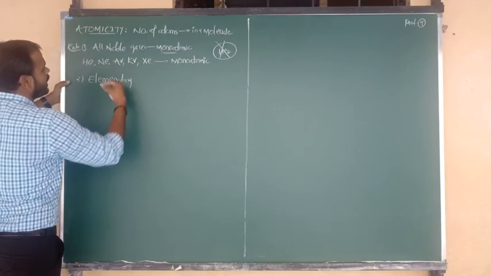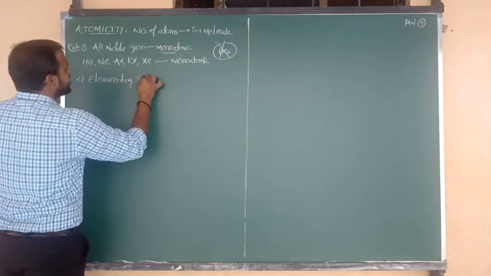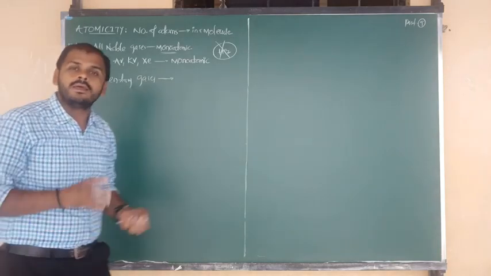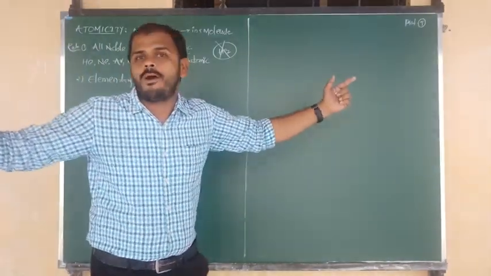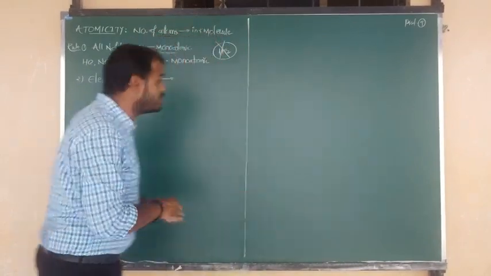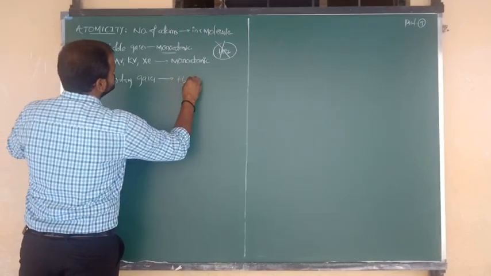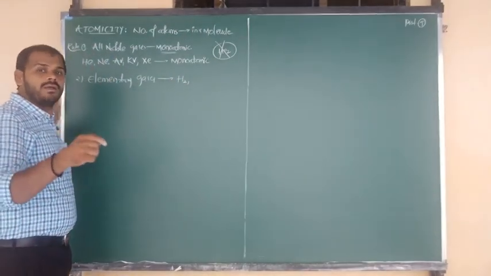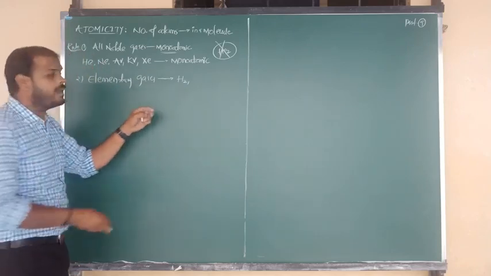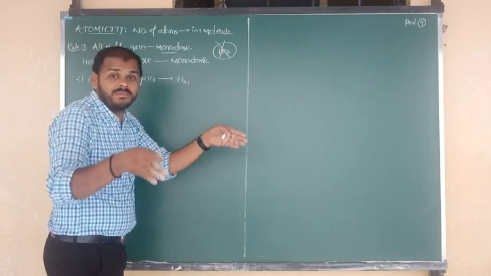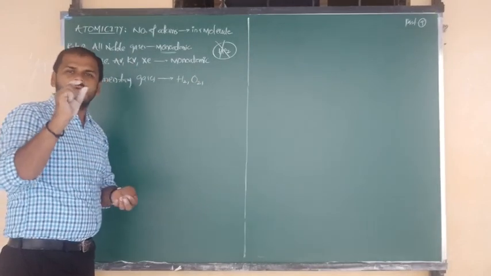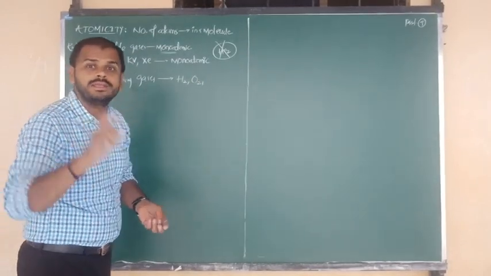The next rule is about the elementary gases. What is meant by elementary gases? Elementary gases are the gases which are in free form, in uncombined form. For example, H2. H can combine easily with any other element, but H2 is a stable molecule. O can combine easily with some other element, but O2 is a stable molecule. N can combine easily too, but N2 is a stable molecule.